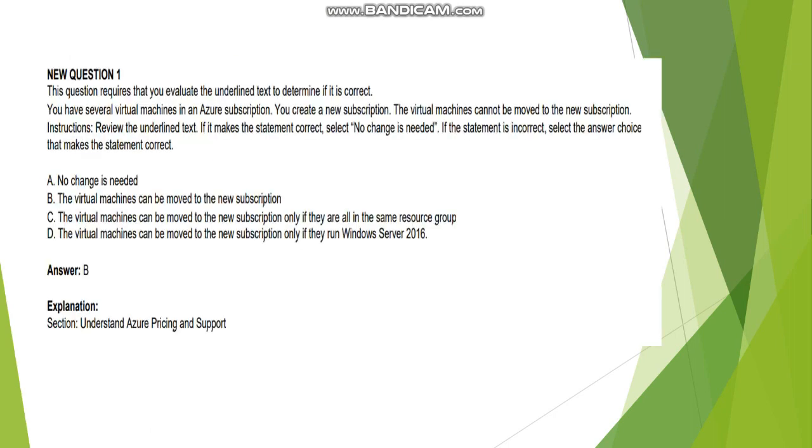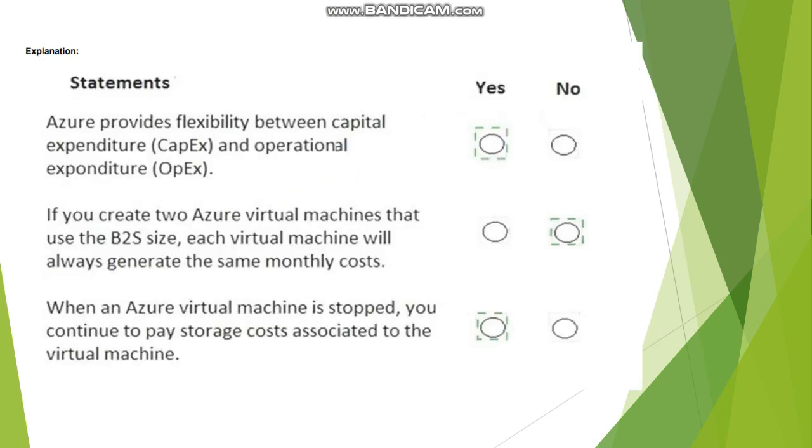Next question is, this question requires that you evaluate the underlying text to determine if it is correct. You have several virtual machines in an Azure subscription. You create a new subscription. The virtual machines cannot be moved to the new subscription. Instructions: Review the underlying text. If it makes the statement correct, select no changes needed. If the statement is incorrect, select the answer choice that makes the statement correct. So answer is B. The virtual machines can be moved to the new subscription. This is your answer.